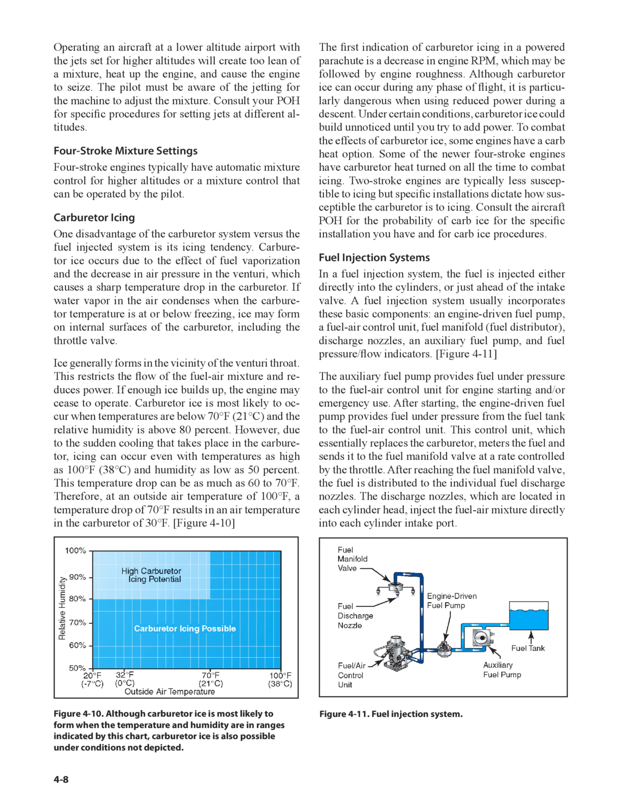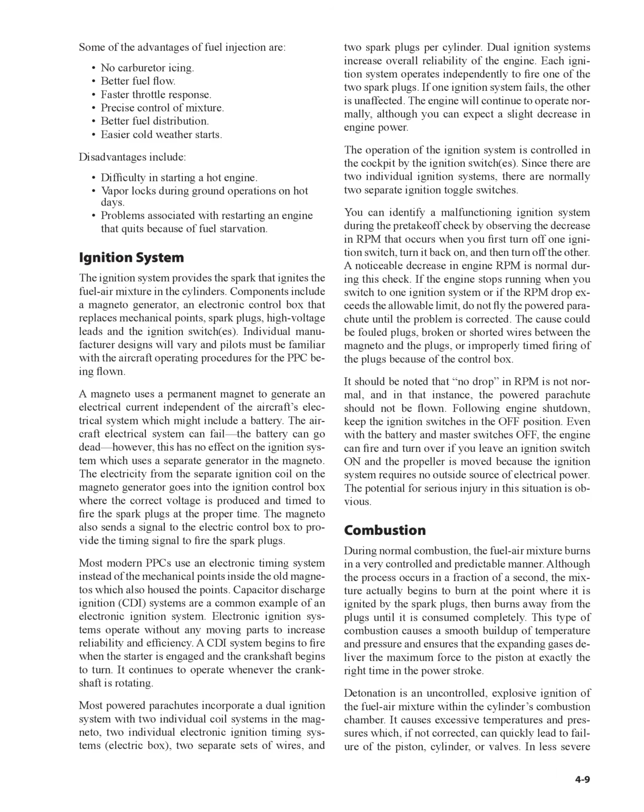After reaching the fuel manifold valve, the fuel is distributed to the individual fuel discharge nozzles. The discharge nozzles, which are located in each cylinder head, inject the fuel air mixture directly into each cylinder intake port. Some of the advantages of fuel injection are: no carburetor icing, better fuel flow, faster throttle response, precise control of mixture, better fuel distribution, easier cold weather starts.